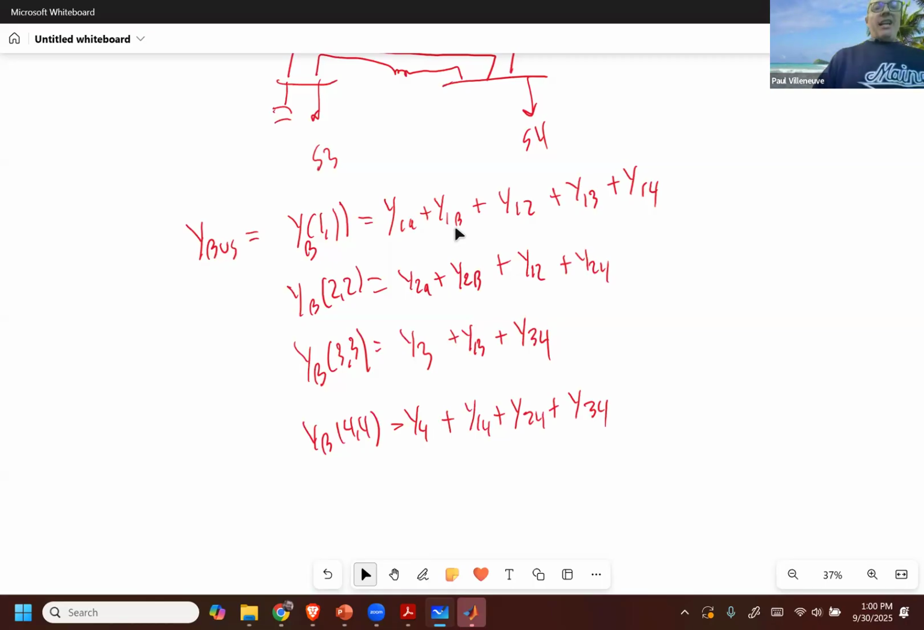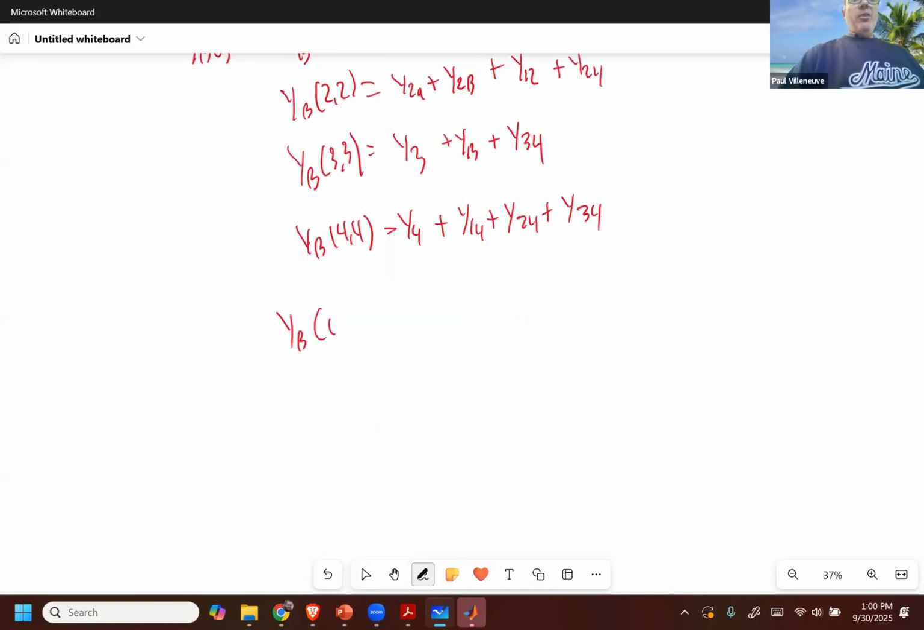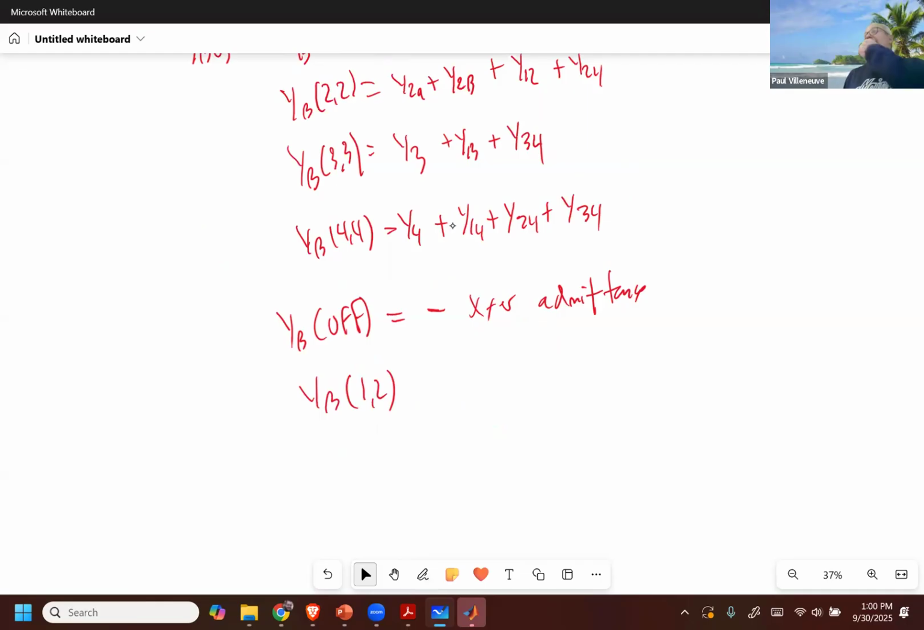For the off diagonals, I'm just going to put Y bus off, which is equal to the negative of the transfer admittance. So Y bus of 1 comma 2 is an off diagonal because it's a 1 and a 2, not a 1 and a 1. That's equal to the negative of Y12. Y bus 13 is the negative of Y13, and on and on.